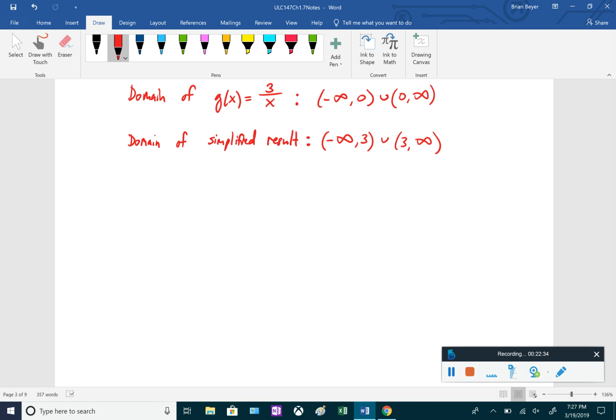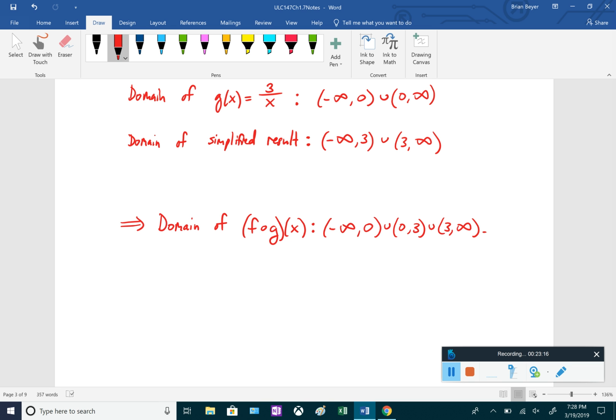So the domain of our final answer here, the domain of f of g of x. This is why I didn't write it for the previous one, I replaced it with the simplified result. The domain of f of g of x is going to be a combination. It's going to be both of those together. So x cannot equal 0 and it cannot equal 3. So it's going to be negative infinity to 0, union 0 to 3, union 3 to infinity. So that's the domain of that composite function.